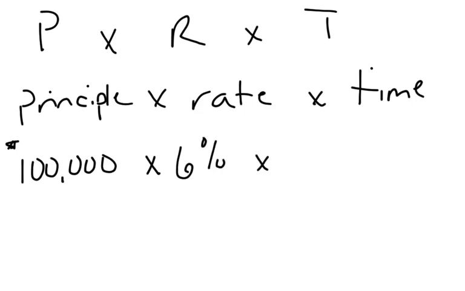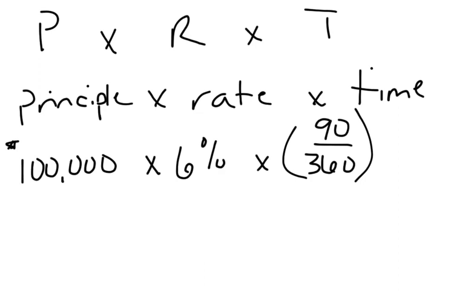But the time is not 90, because if you did that, you would be calculating 90 years. Remember, 100,000 times 6% is an annual amount. It's interest that would be earned within a year. So the time component is going to be whatever the term is over 360 days. We accrue interest or calculate it daily. So we'll put 90 divided by 360. We use 360 for these financial calculations, not 365. So 90 over 360.